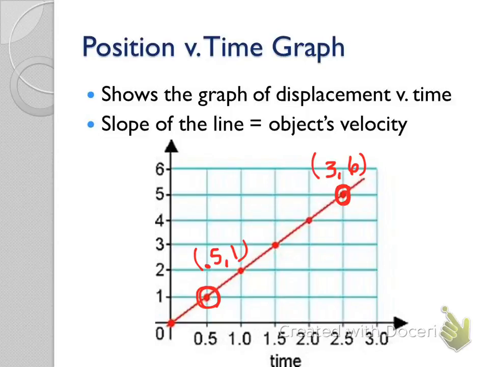Okay, so we picked any 2 points along this line, and we're going to find the slope of those. Okay, so slope is change in y over change in x.